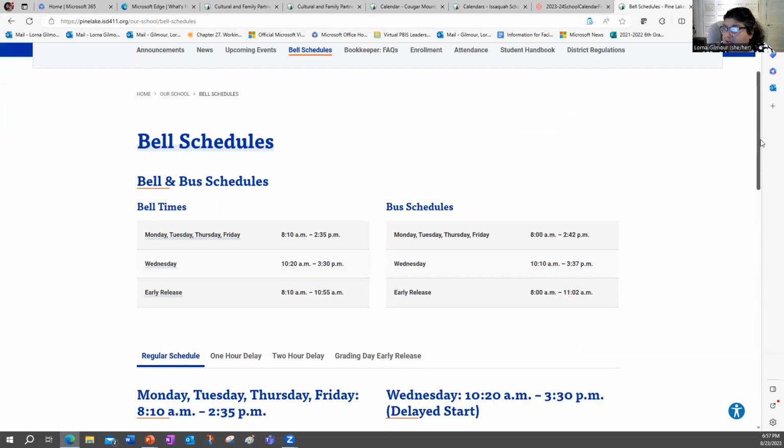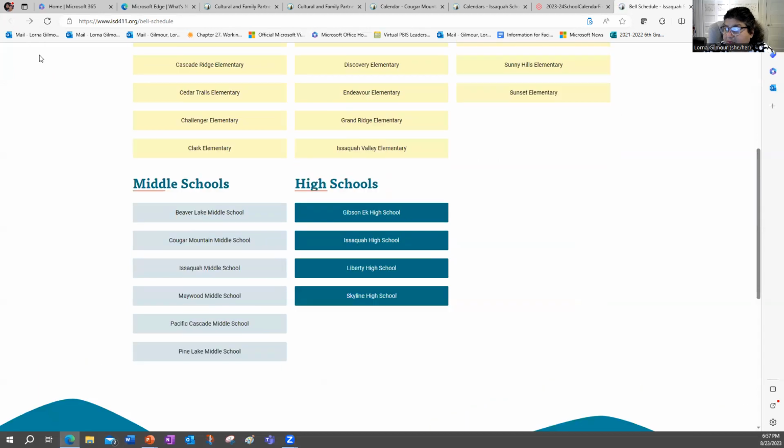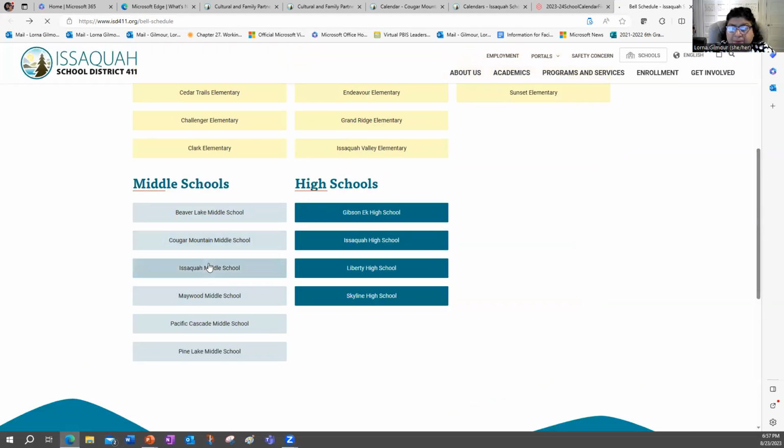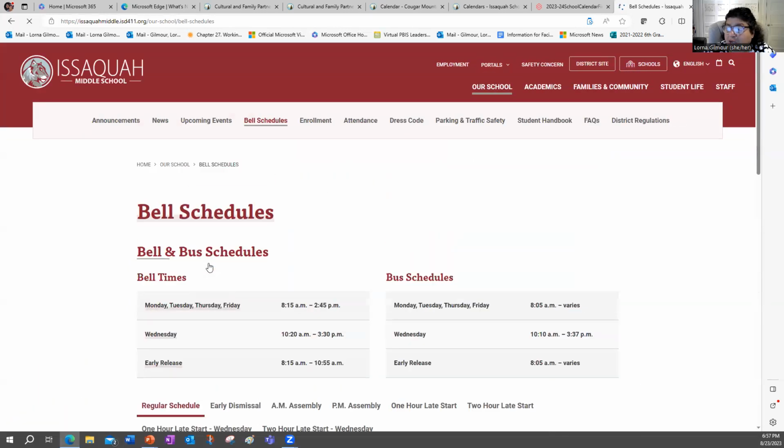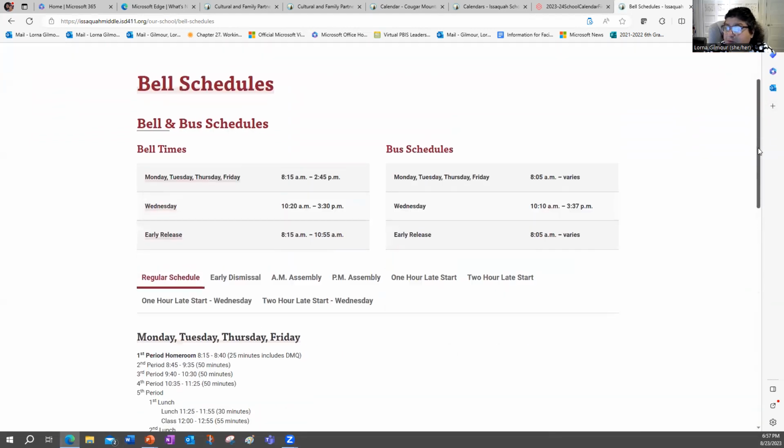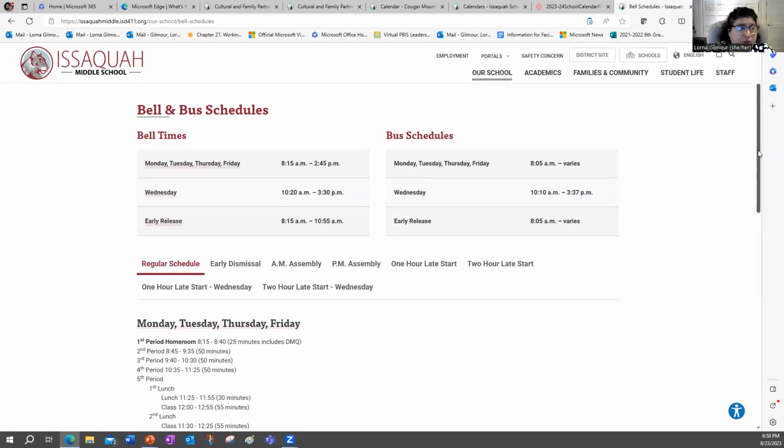But it's a delayed start. So know that there's going to be a different bus schedule and a different bell schedule on Wednesdays. So students cannot be on campus too early. If you are driving your child to school, note that if you're more than 15 minutes early, you're just going to have to hang out with your child till they can go in, because we don't want children to be unsupervised before and after school.